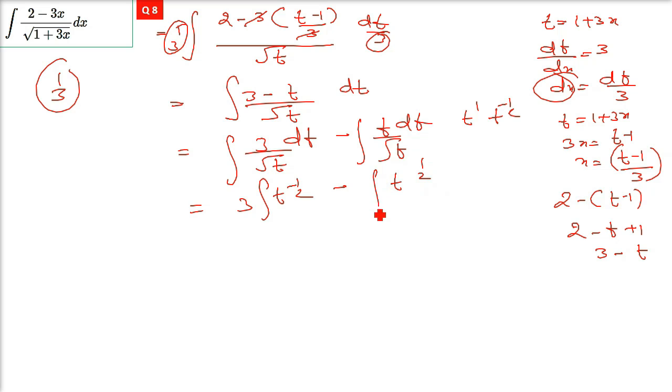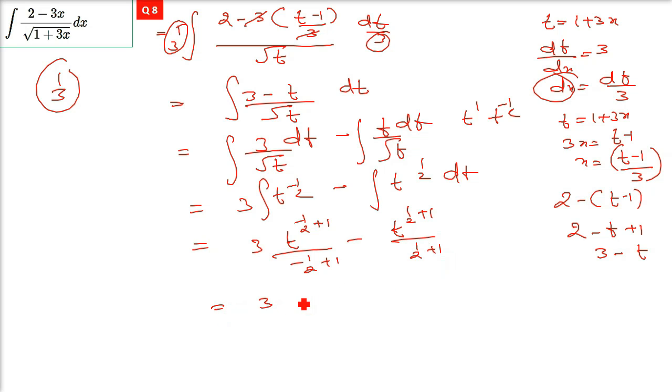So 1 minus half is half only, so t to the power half. So 3t to the power minus half plus 1 divided by minus half plus 1. See, these are a standard result. I'm just trying to explain this every time. But those who know, they can just skip or increase to 1.2x speed.